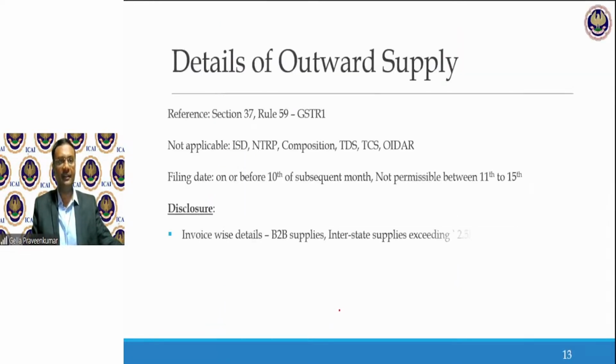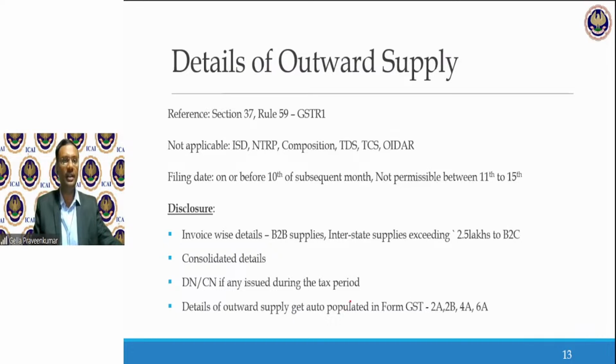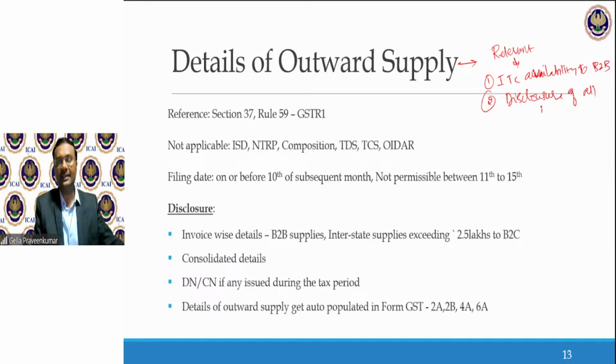Starting with GSTR-1, details of outward supply. Why is this relevant? The answer would be, first, for input tax credit availability to B2B transactions. Second, for disclosure of all supplies.